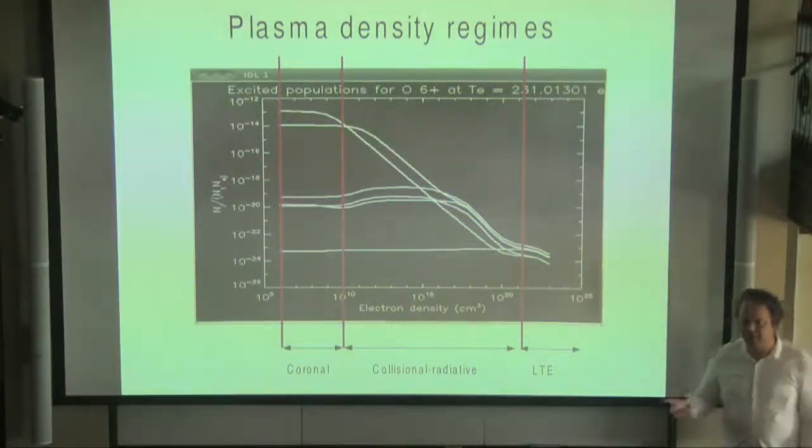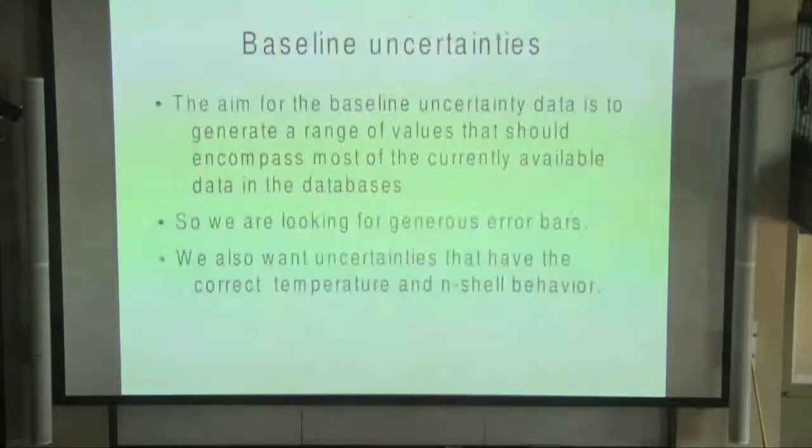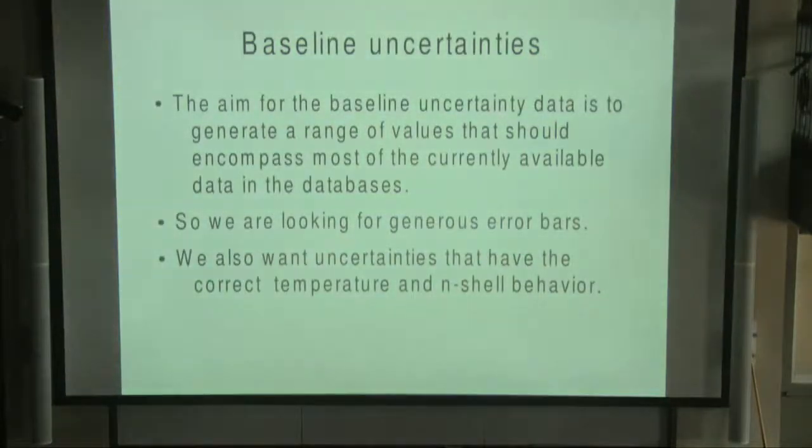Uncertainties are a function of temperature and density. To reiterate, the aim for baseline uncertainty data is to generate a range of values that should encompass most of the currently available data in the databases, such as ADAS. We're looking for generous error bars. This is going to be our first cut. It's going to show what lines and transitions are sensitive, with a simple approximation, so we quickly know what we want to focus on. But we also want the uncertainties to have the correct temperature and perhaps n-shell behavior, so we can say that this line may be a temperature or density diagnostic.